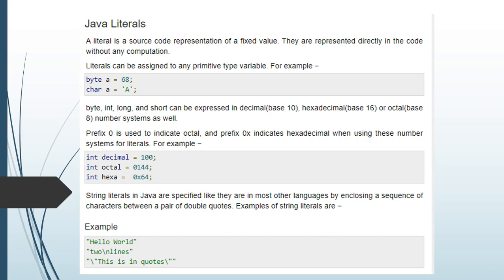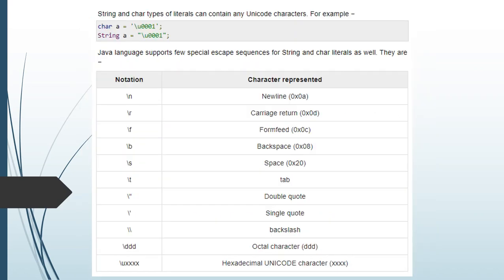String literals in Java are specified like they are in most other languages, by enclosing a sequence of characters between a pair of double quotes. Examples of string literals are shown below. String and char types of literals can contain any Unicode characters. See example below. Java language supports a few special escape sequences for string and char literals as well. They are, see below, notation and character represented.